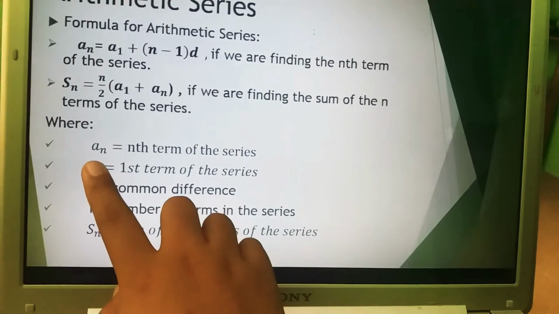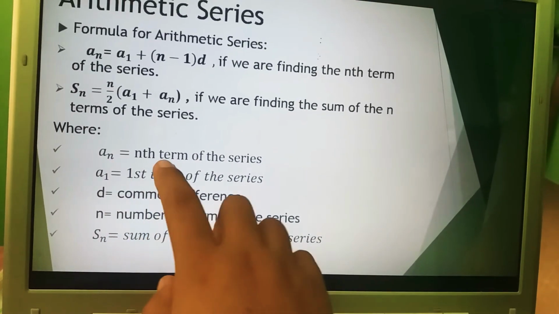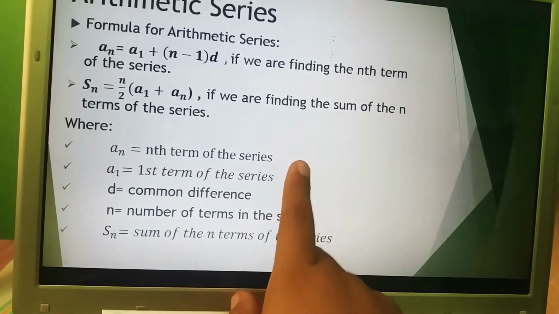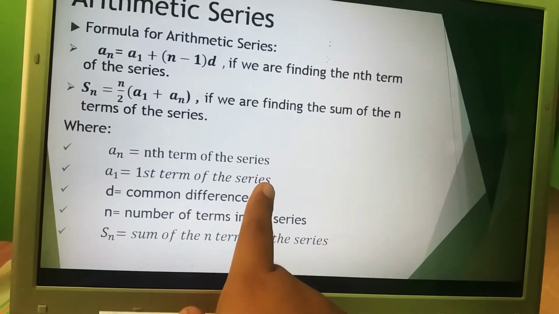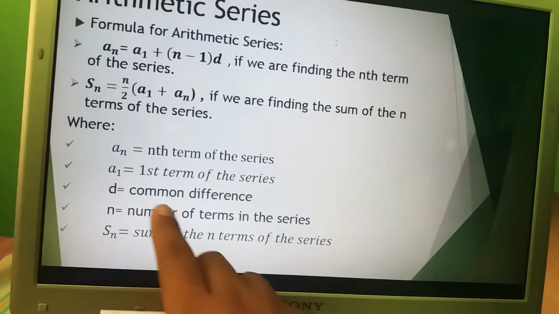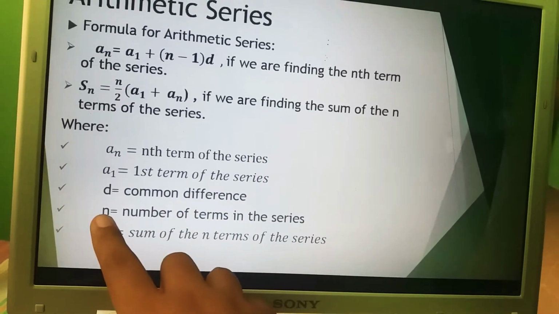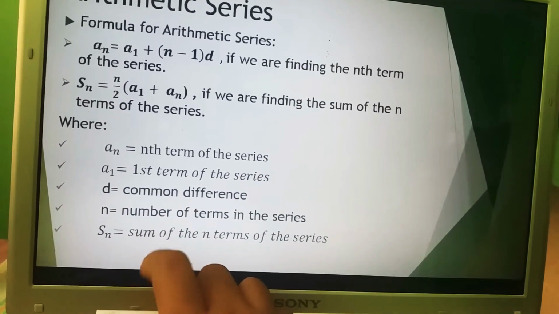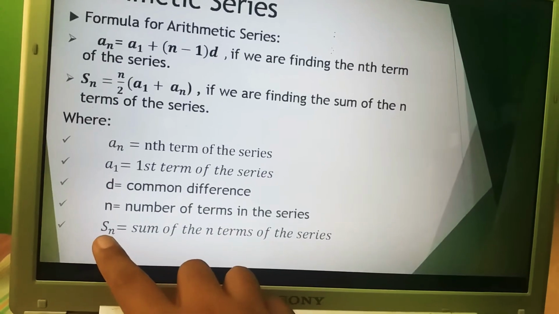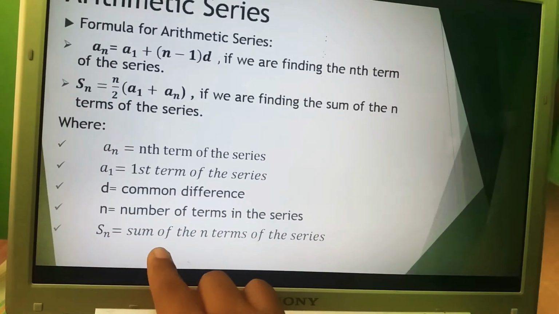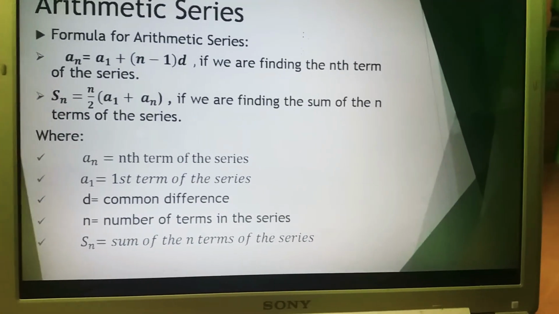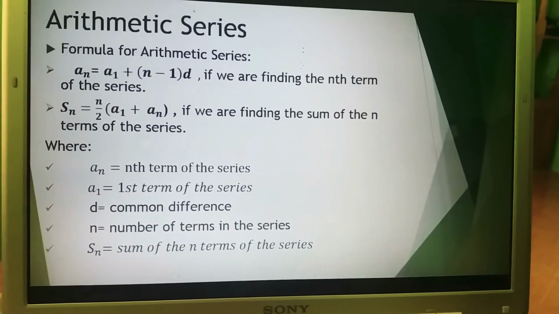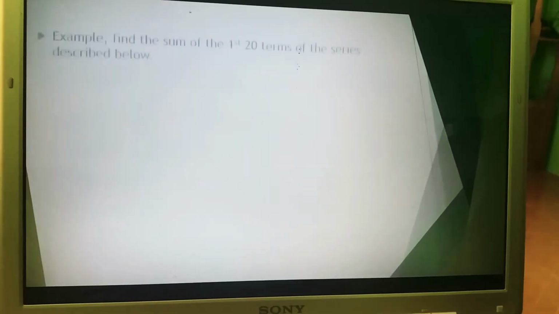When we say a sub n, this is the nth term of the series. Your a sub 1 is the first term of the series. D is the common difference, and n is the number of terms in the series. S sub n is the sum of the n terms of the series. So let's have a concrete example of an arithmetic series.